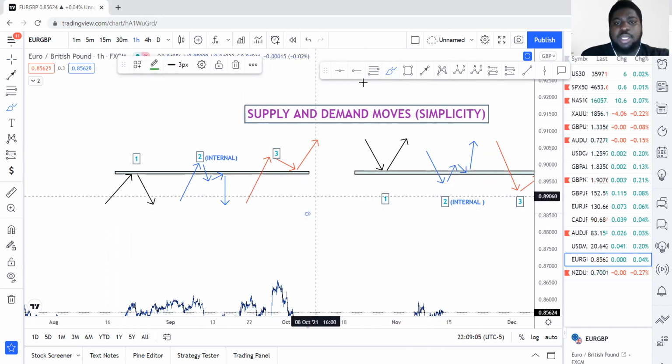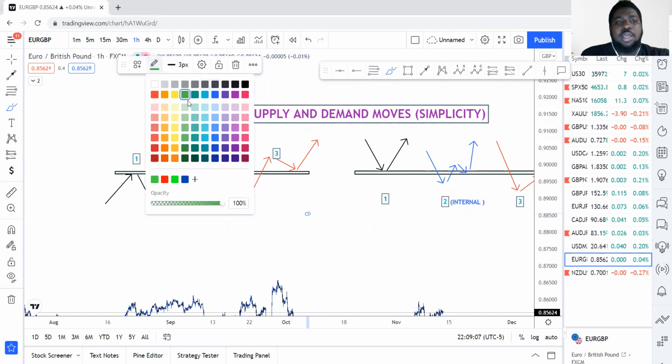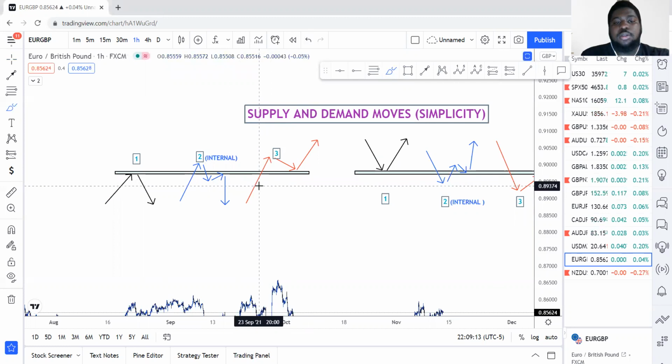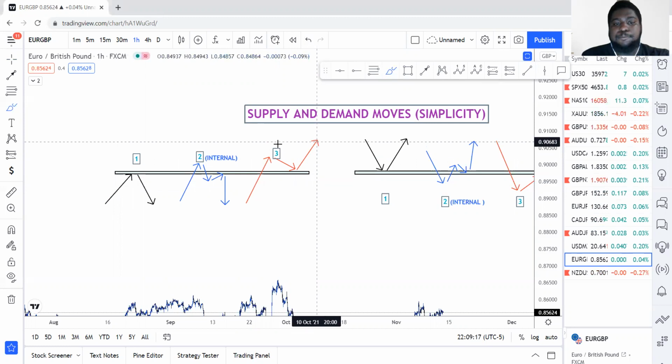The third move that we can expect in this market, guys, is just a normal breakout and retest at the supply and demand.